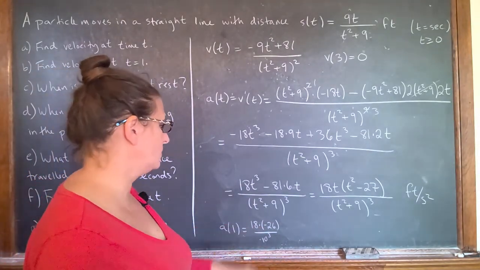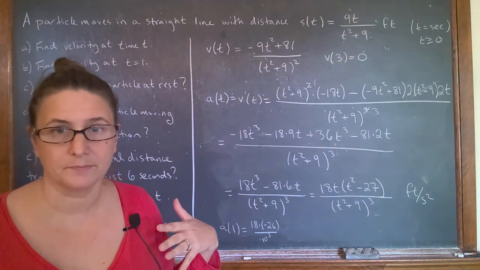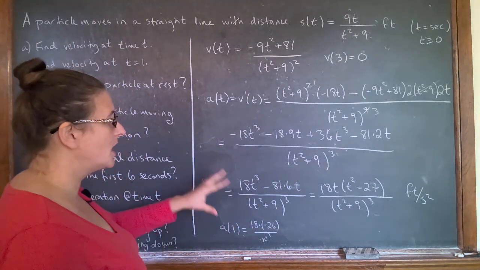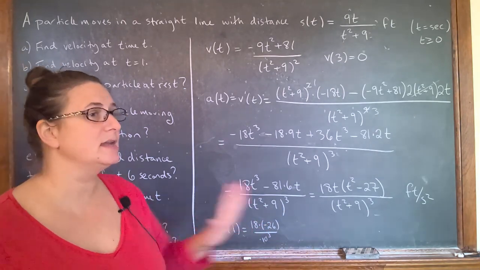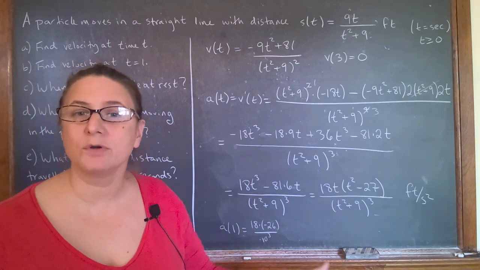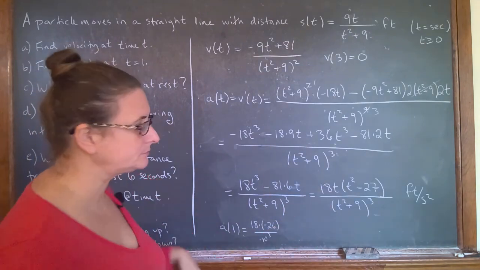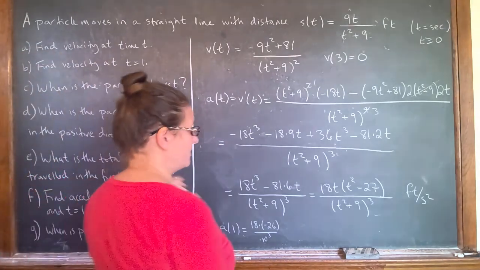Again, it's negative. So what does that mean? It means that the particle is slowing down at that time, right? So when the acceleration is negative, you're slowing down like you're braking. When the acceleration is positive, of course, you're accelerating, you're speeding up. Okay, so that is the last part of this problem.